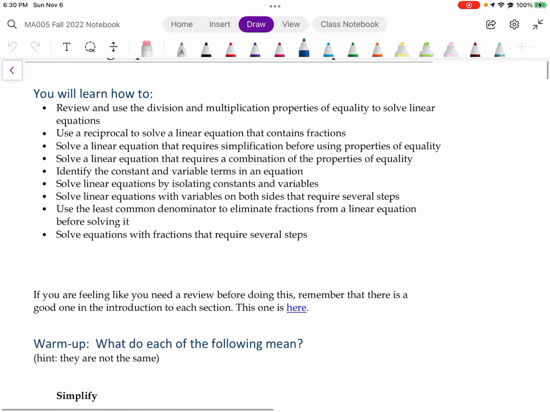All right, so if you're feeling like you need a review before doing this, if you're using the OneNote, you can use the preview before you start in the book to go through and review a few topics that you need to know before you can do this.